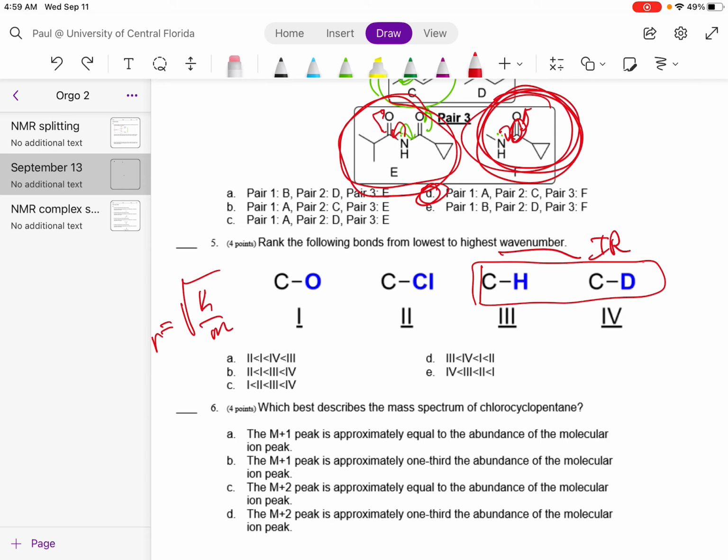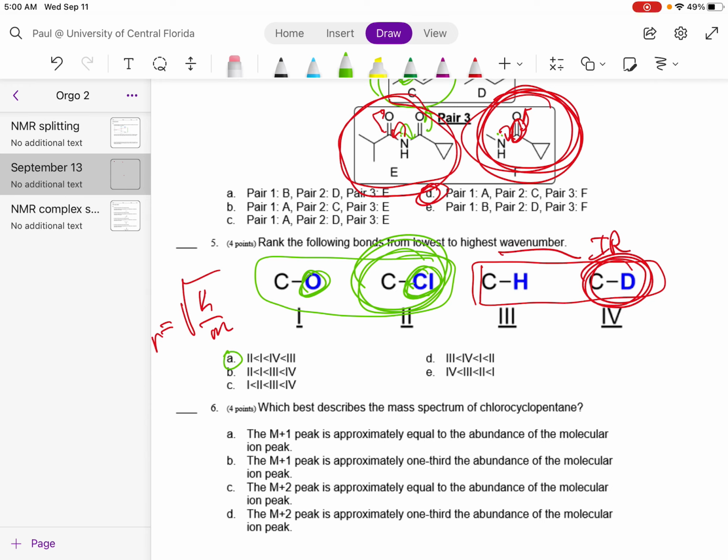So between 3 and 4, D is going to give you the smaller signal. Okay, and then if you compare between these 2, chlorine is much larger than oxygen, hence this one will be smaller, give us a smaller wave number. So then when you put it all together and compare all of them, you're going to see that the answer is A.